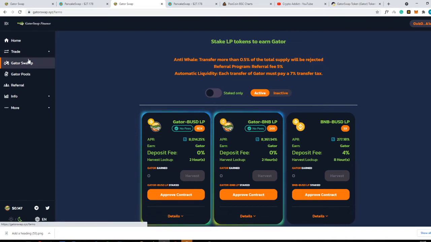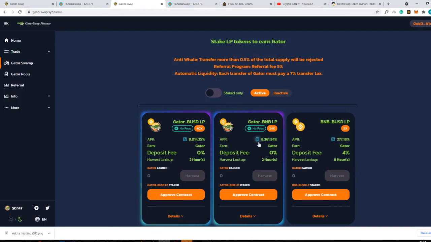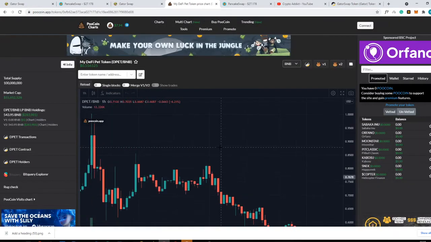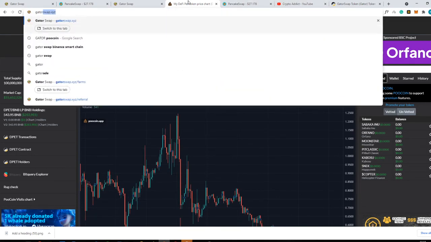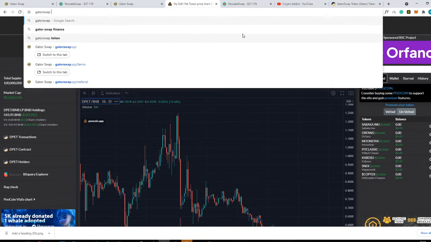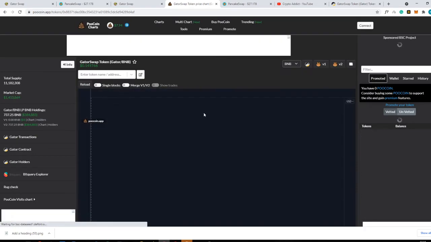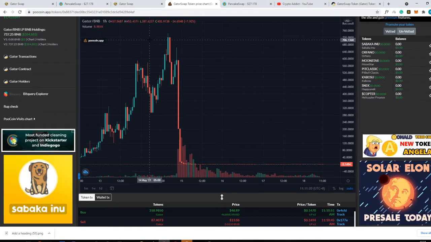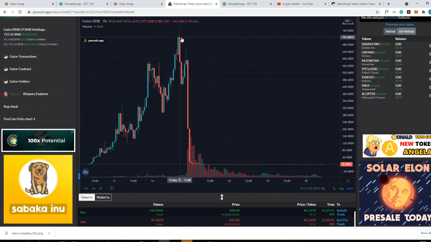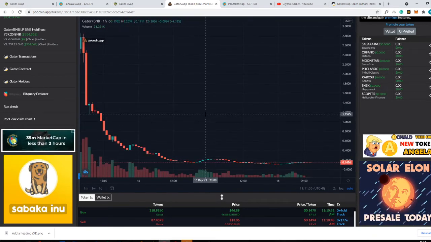Of course, as you can see here, it gives us 8,391% ROI. However, if you look at the BSC chart, I'm going to pull it up for you guys. The Poocoin price of Gatorswap is around 0.14, and it has gone way down since 727. So that's a really massive dump right here.